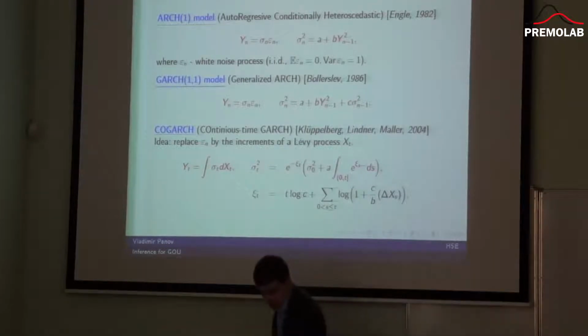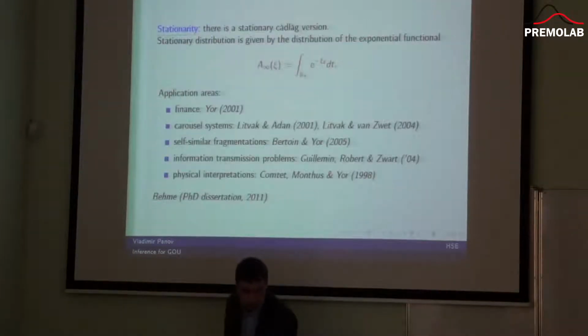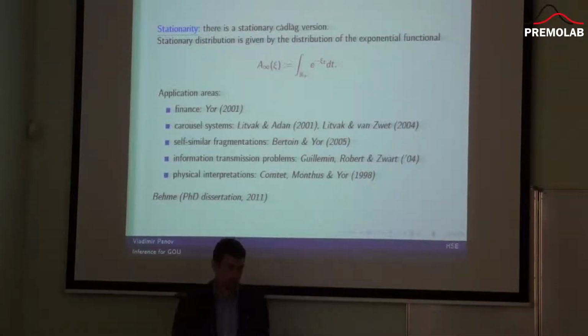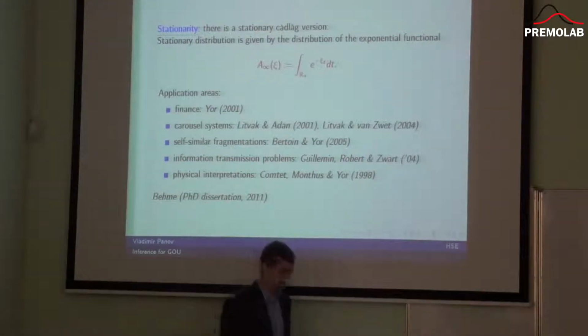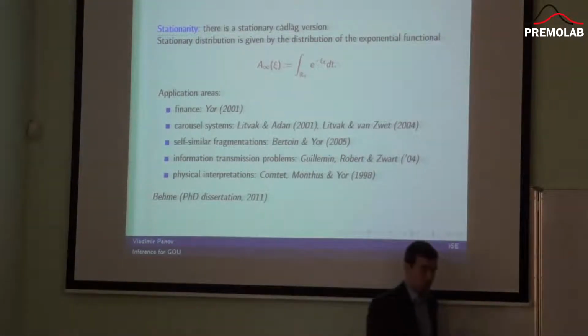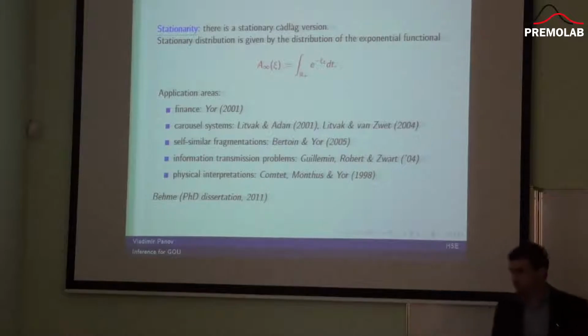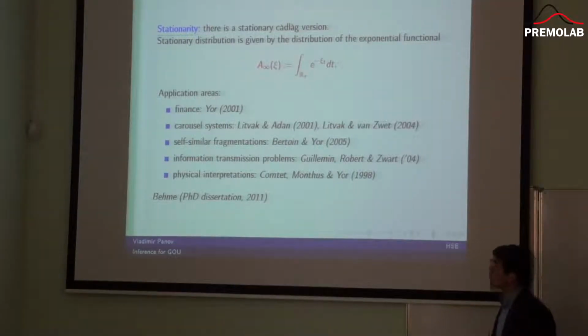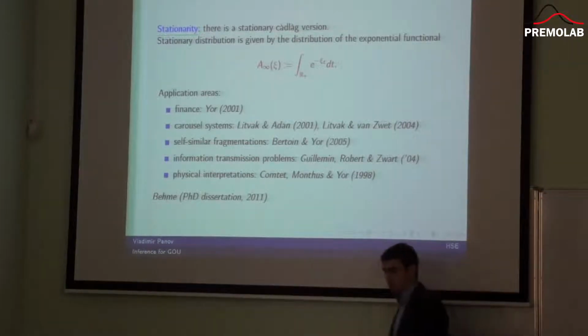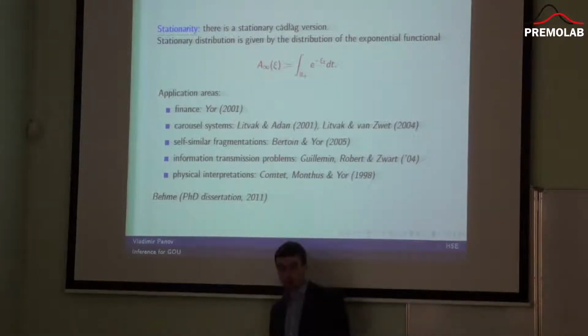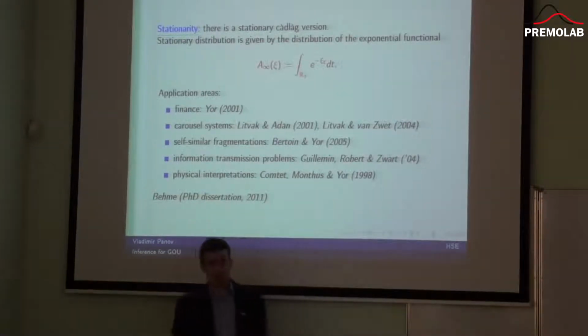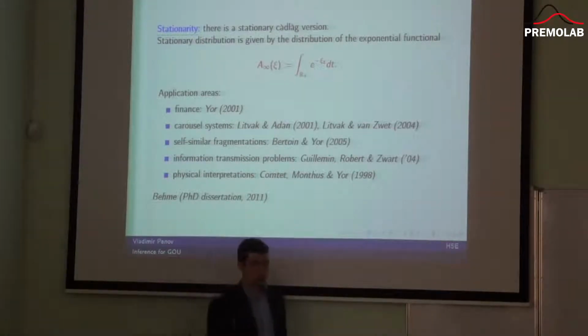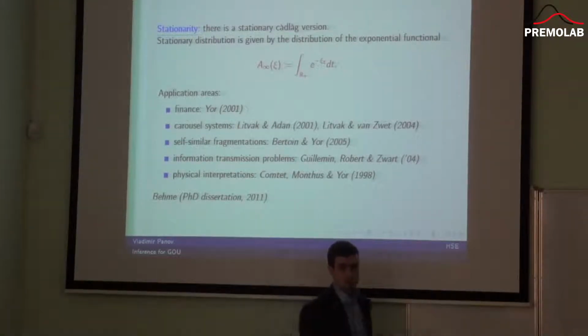Next, I would like to say a couple of words about the most important properties of the generalized Ornstein-Uhlenbeck model. The first property is stationarity. It is proven that there is a stationary cadlag version of this process, and the stationary distribution is given by the distribution of the exponential functional.